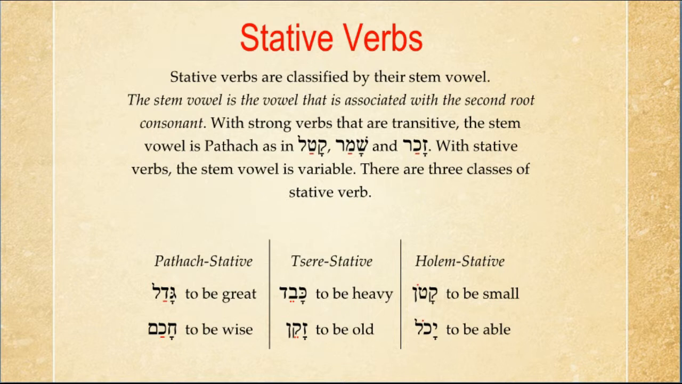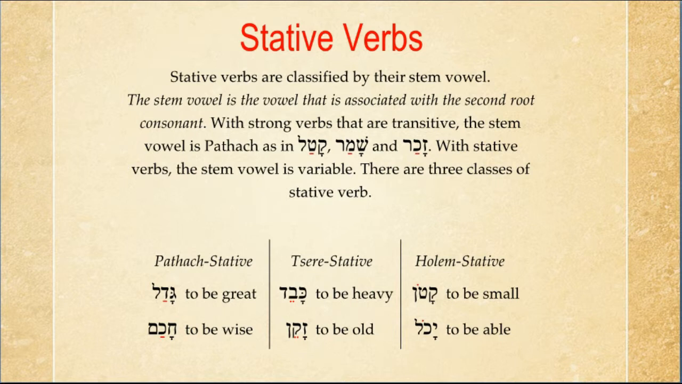Now, there's a little bit of confusion sometimes with stative verbs. Stative verbs are usually classified by their stem vowel. When we say stem vowel, we mean the vowel that is associated with the second root consonant. What's underneath that second root consonant is the stem vowel. So with strong verbs that are transitive, the stem vowel is patach, and that's very consistent. With stative verbs, the stem vowel is variable.